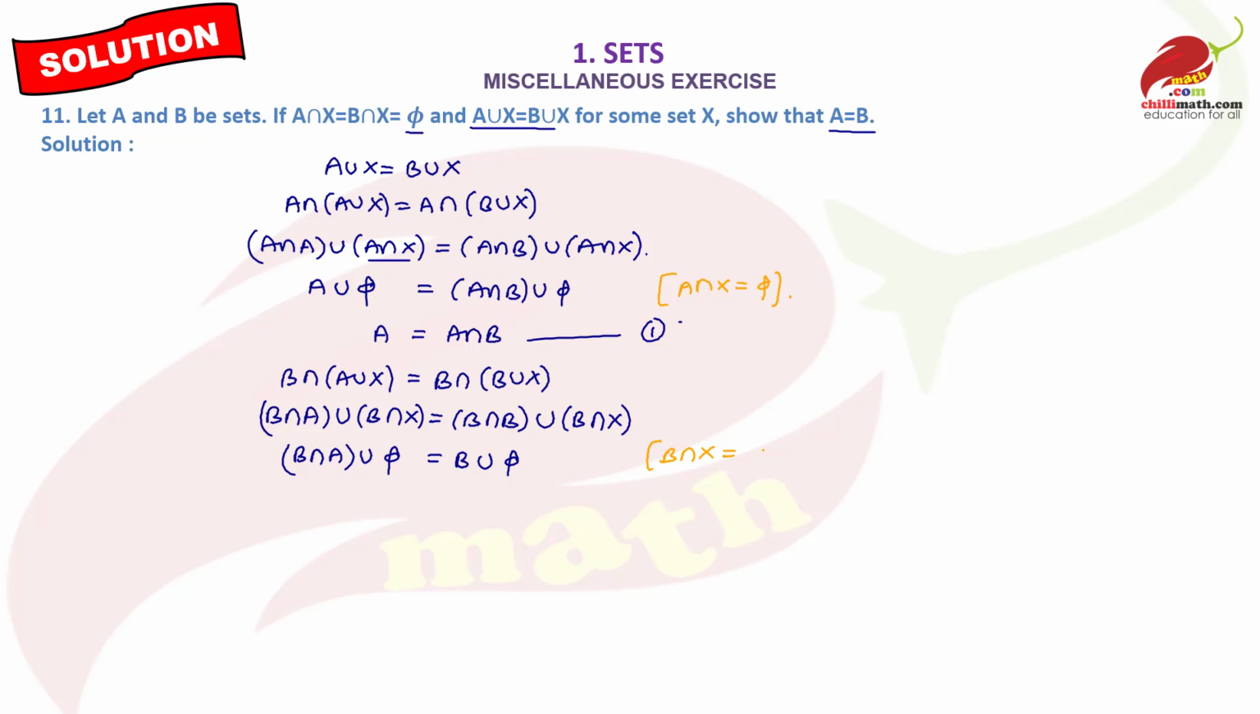Using B intersection X equal to phi, this is B intersection A. This is B union phi is B. Let us mark this equation number 2. So from 1 and 2, we get A is equal to B. That's your result.